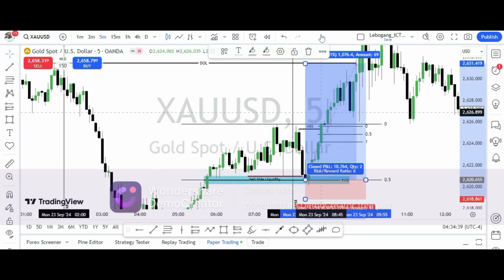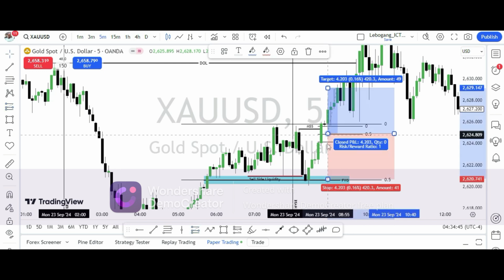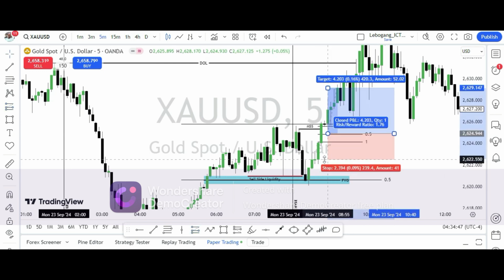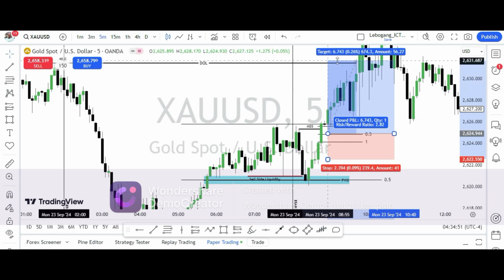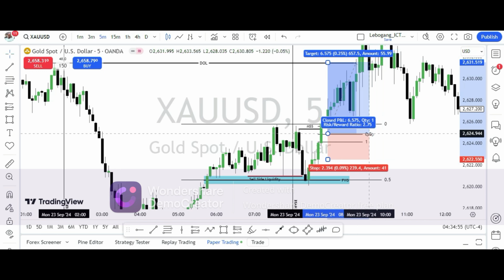So now we're going to go to the one that I would have taken. The one that I would have taken is this one. Put my stamp and then get out here. Short, nice market move.